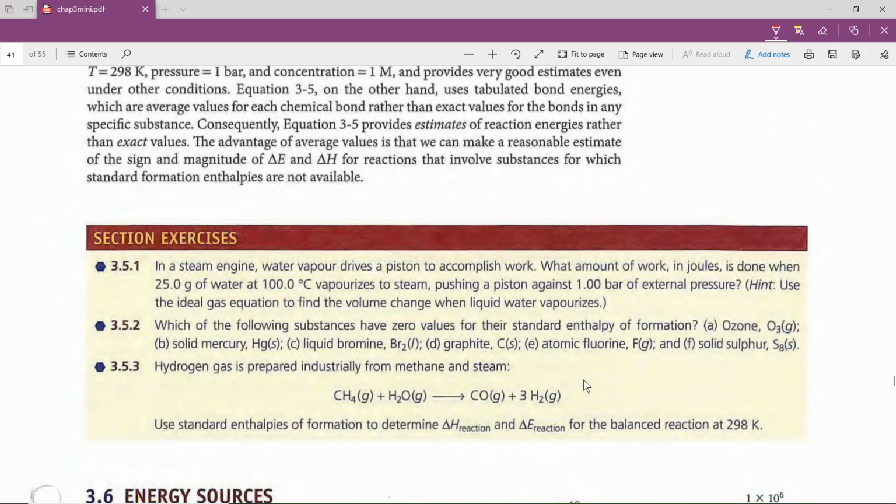Section exercises 3.51, 3.52, 3.53. You should try those on your own, and of course, email me any questions you might have about them.